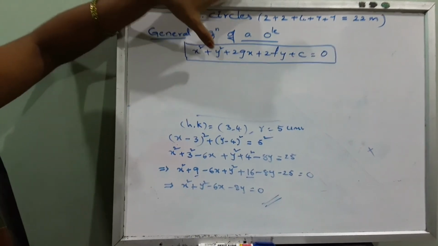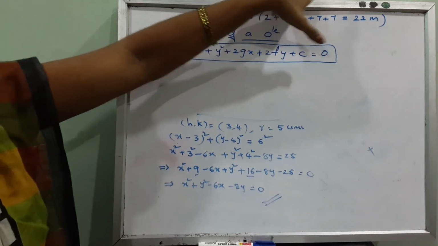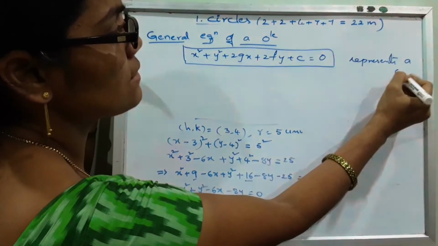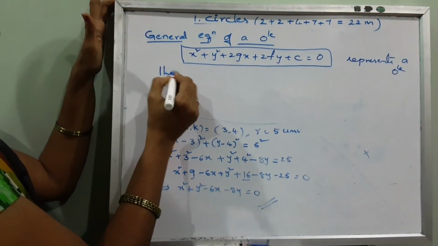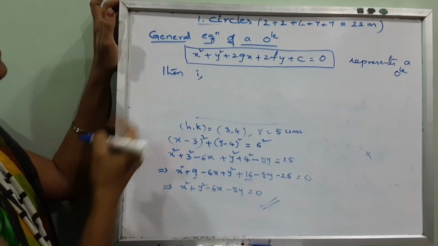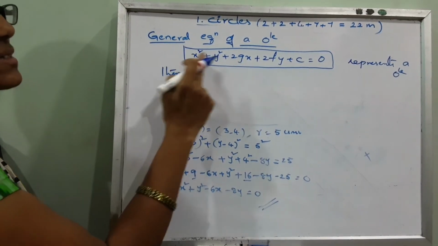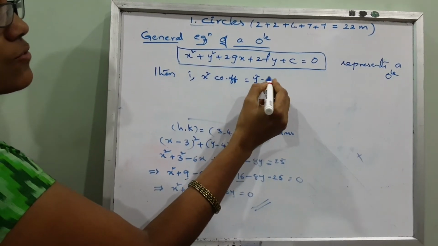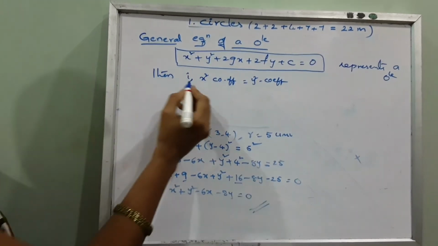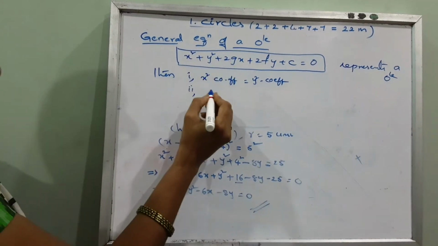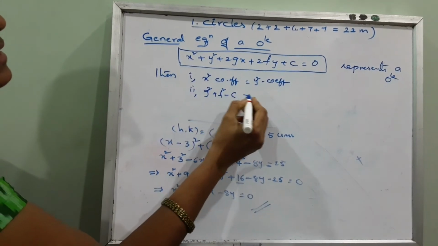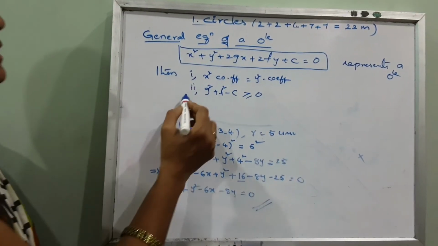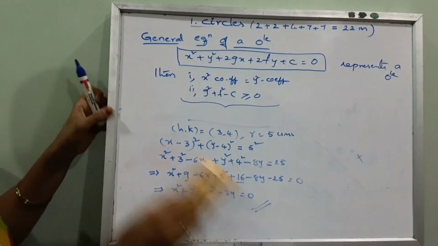If x square plus y square plus 2gx plus 2fy plus c is equal to 0 represents a circle, then the first condition is that the x square coefficient is equal to the y square coefficient, and the second one is g square plus f square minus c is greater than or equal to 0. These are the properties.